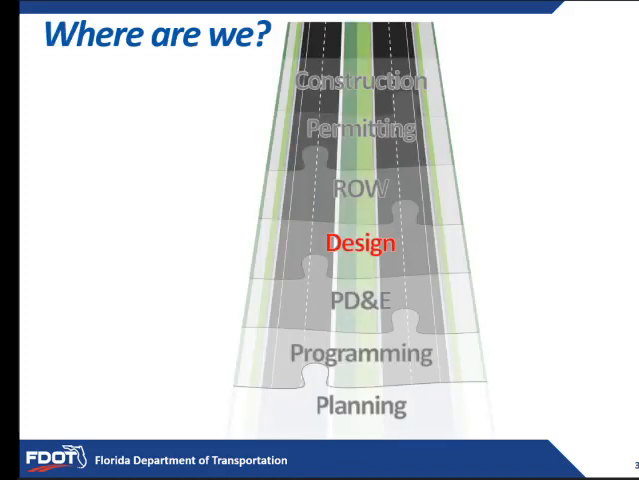So where are we in the process? With a lot of our jobs, our complex reconstruction projects, we start off with a planning phase, and then we move into a programming phase where we're setting up the money, the different kinds of money that we need to be able to be successful with a project. We move into a PD&E to get through the environmental aspects of the project, and then design, right-of-way if needed, permitting if needed, and then to construction. So where are we? Right now, we're at the beginning of the design phase.